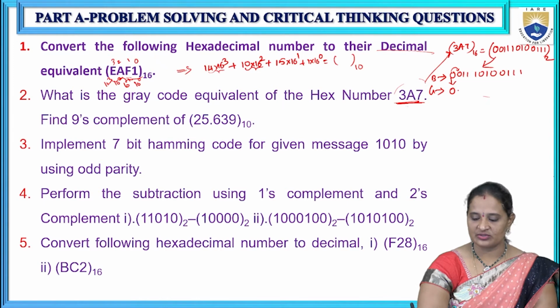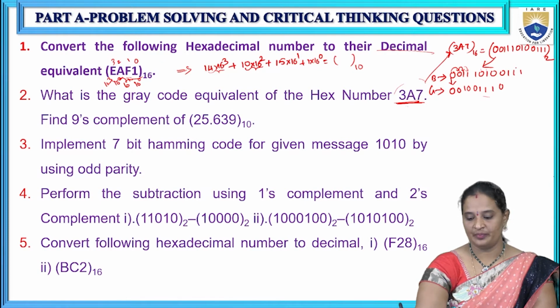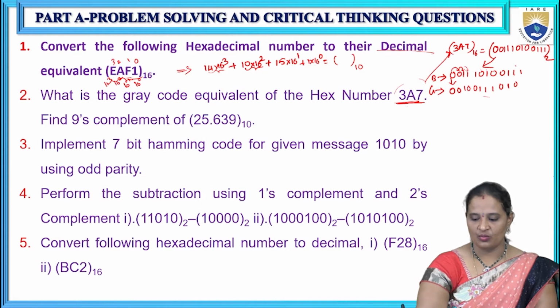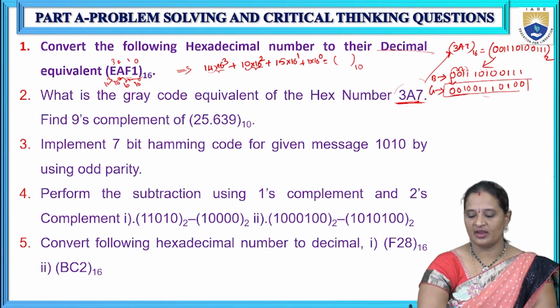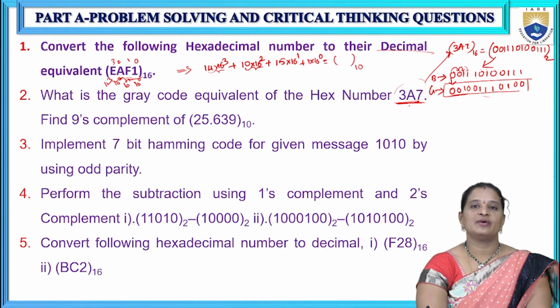So 0 XOR 0, 0, 0 XOR 1, 1, 1 XOR 1, 0, next 1 XOR 1, 0, 1 XOR 0, 1, 0 XOR 1, 1, 1 XOR 0, 1, and then 0 XOR 0, 0, 0 XOR 1, 1, 1 XOR 1, 0, 1 XOR 1, 0. So this is the gray code equivalent for the given hexadecimal number 3A7.